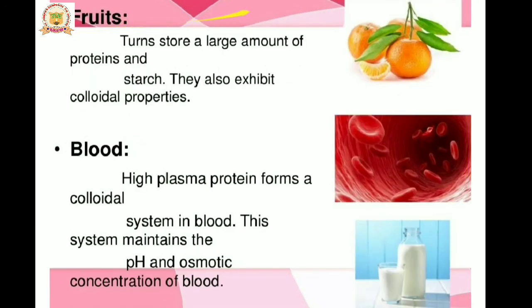Some fruits and tubers store a large amount of proteins and starch. They also exhibit colloidal properties. In blood, the high plasma protein forms a colloidal system. This system maintains the pH and osmotic concentration of blood. Milk is also a colloidal solution. It helps to provide proteins and fats. This is about the biological importance of colloids.